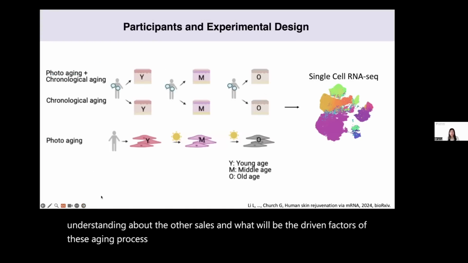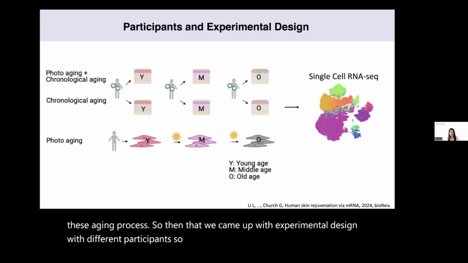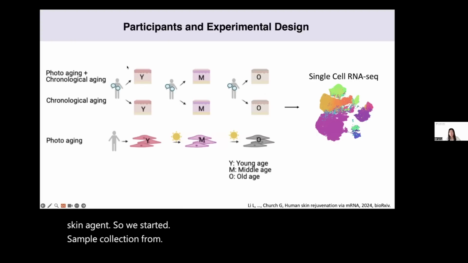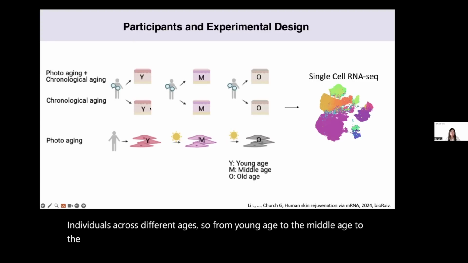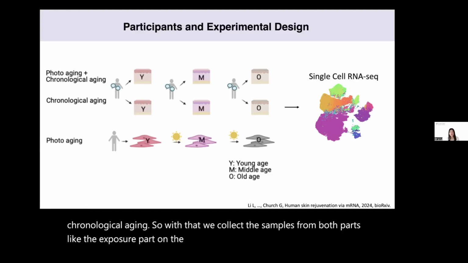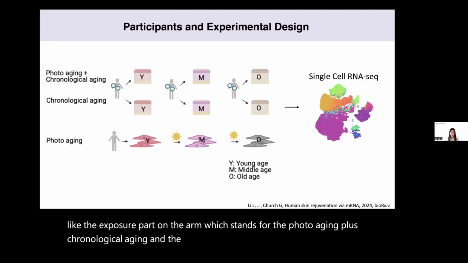Then we came up with an experimental design with different participants. We want to know the whole process of skin aging, so we started sample collection from individuals across different ages, from young age to middle age to old age. We also want to cover both photoaging and chronological aging. So we collected samples from both parts: the exposed part on the arm, which stands for photoaging plus chronological aging, and samples from the back area, which is only chronological aging.